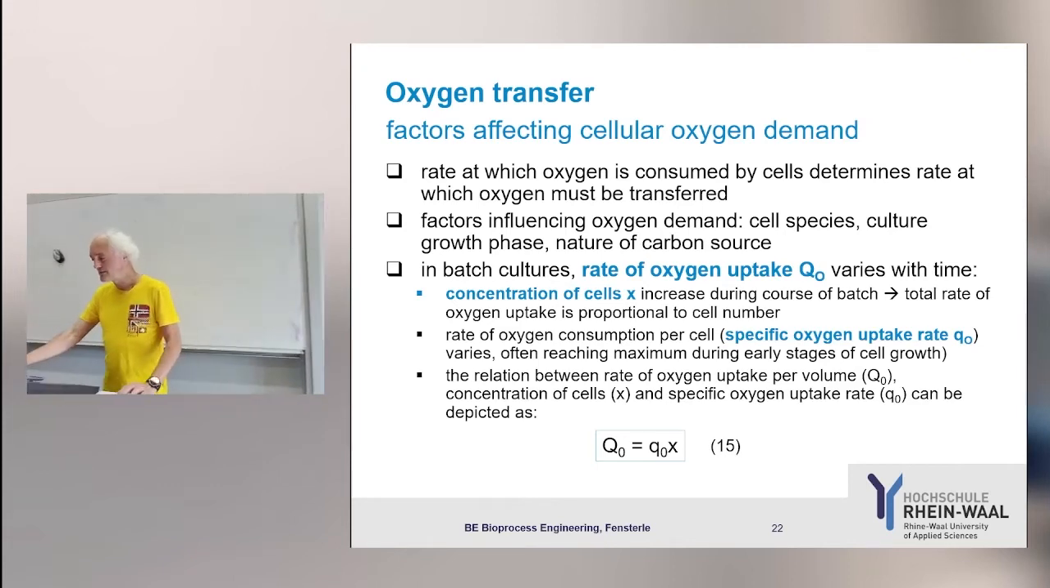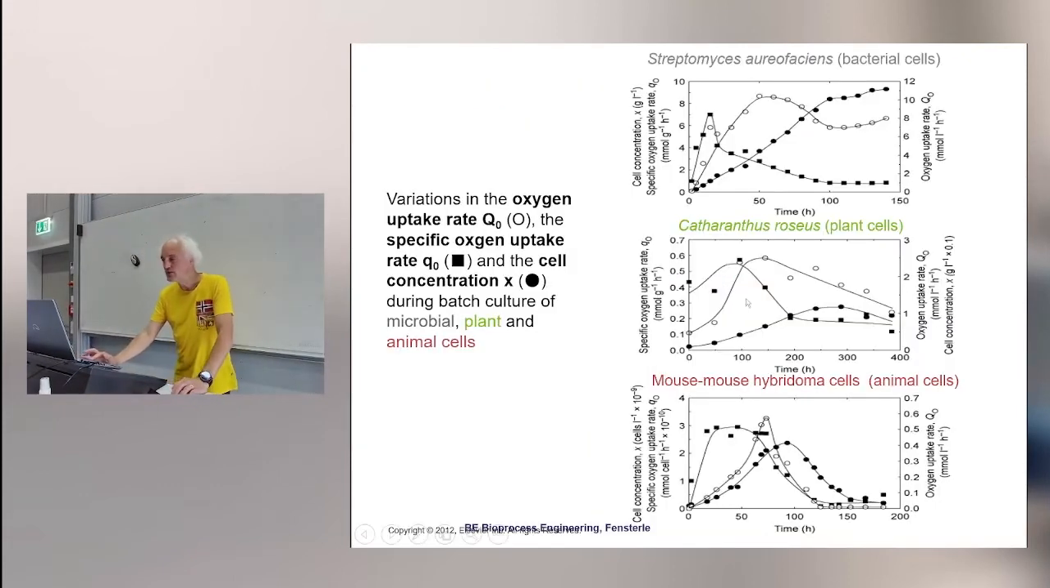So in other words, this is how you can look at that. We have different cells here. This is a bacterial cell, plant cell, and animal cells. And you see that here I have the oxygen transfer uptake rate, the specific oxygen uptake or transfer rate, and the cell concentration as a function of time.